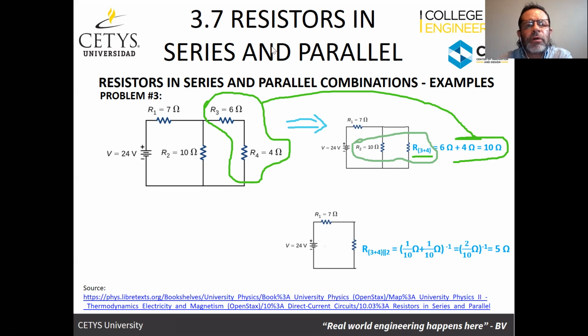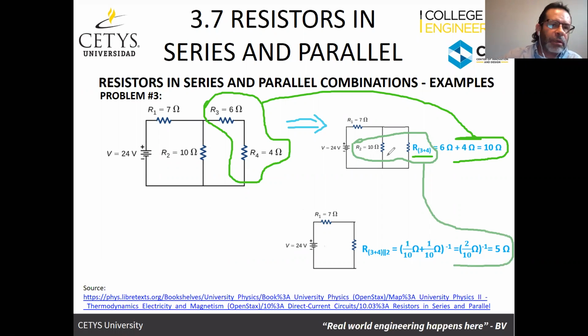Okay, we're going to grab those two and bring it over here. And how do we calculate the parallel array? The parallel of these two is going to be the reciprocal of the sum of the reciprocals. So 1 divided by 10 plus 1 divided by 10 to the minus 1 is 2 divided by 10 to the minus 1, which is 5 ohms. And that is going to be this new resistor that I'm going to call 3 plus 4.